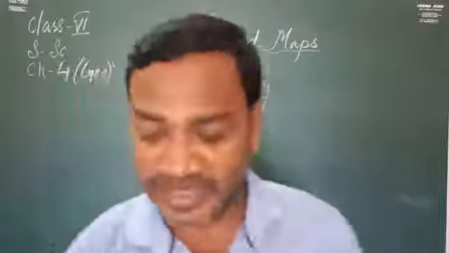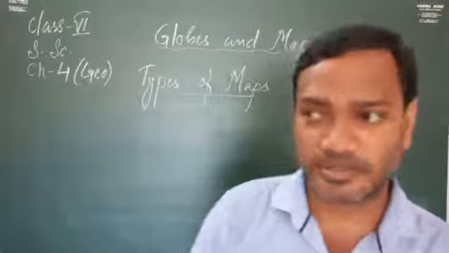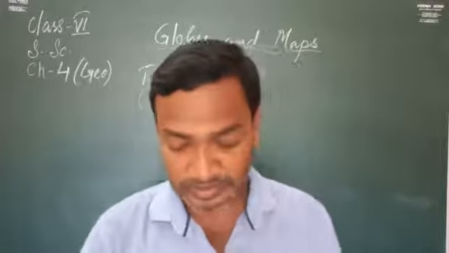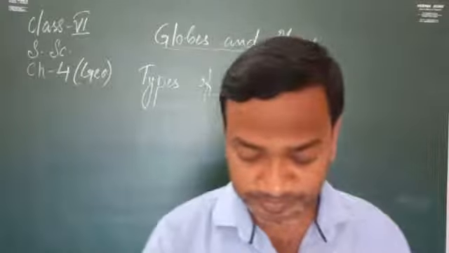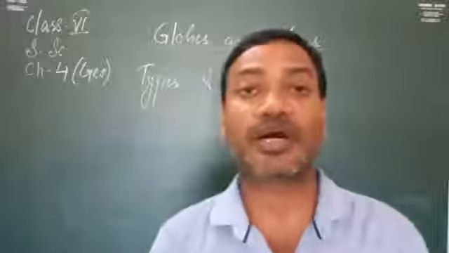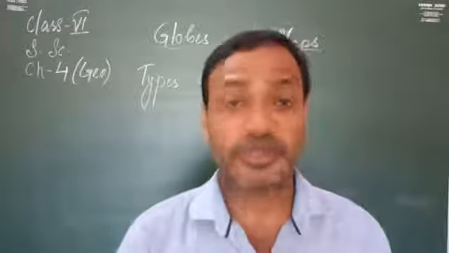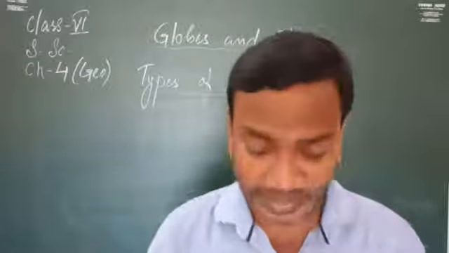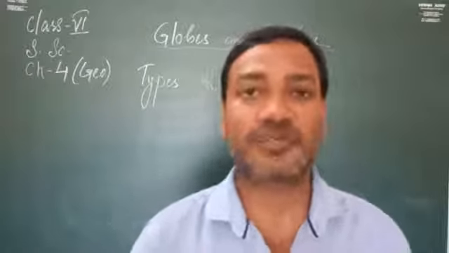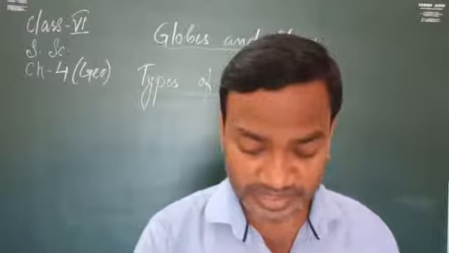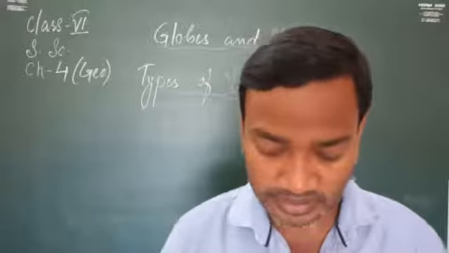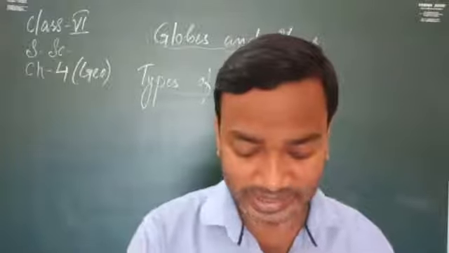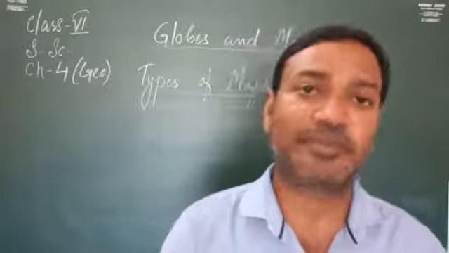So we find various types of maps. Let us discuss the types of maps. Maps can be classified in many ways, but two of them are most useful. That means many types of maps are there, but two types are mostly used by people. One classification is based on the scale of the map, and another is based on the function of the map.